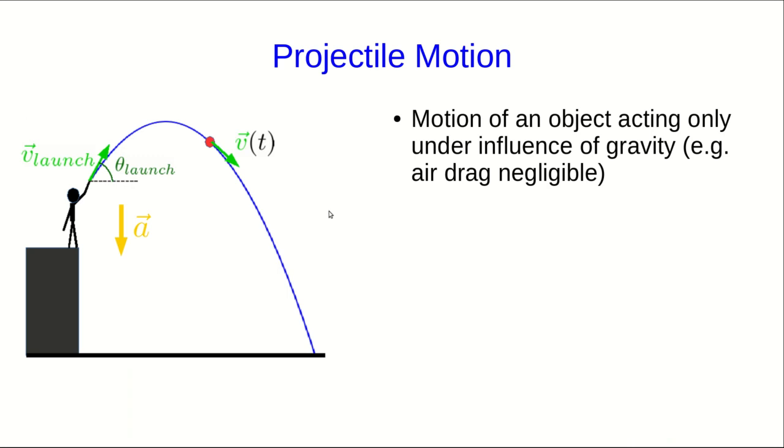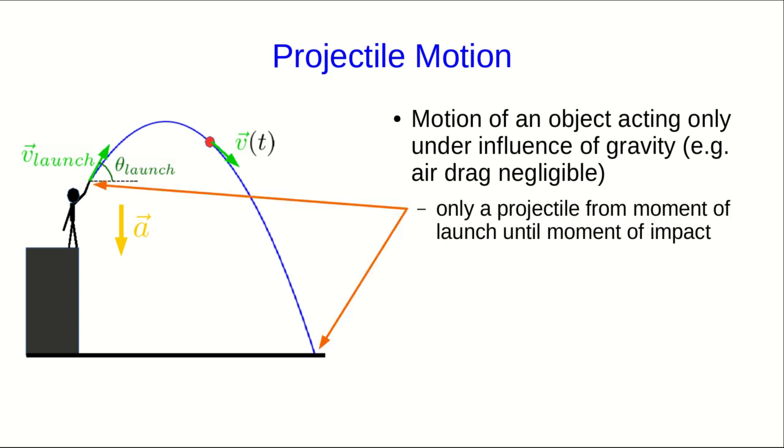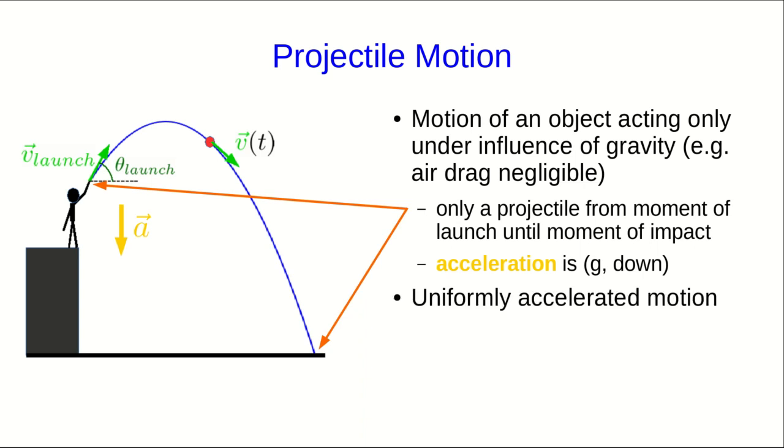This often gets referred to as projectile motion, but really there's no difference between free fall and projectile motion. They're just both terms for the motion of an object acting only under the influence of gravity. And note that it is only a projectile from the moment of launch until the moment of impact, because before launch it had other things other than gravity acting on it, and after impact it also does. But between those times, the acceleration is g down, and so it's uniformly accelerated motion, but this is a two-dimensional version of uniformly accelerated motion.